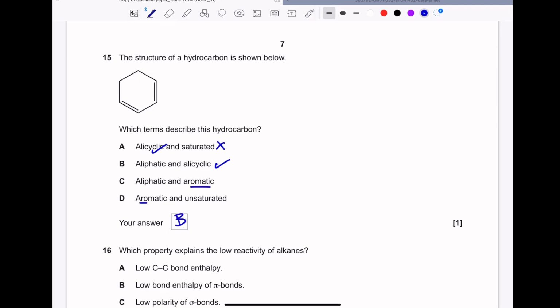The reason why it's not aromatic is because aromatic would have to be benzene, and that is having 3 double bonds that alternate between each other. Now, most of you watching this video are probably Year 12 students doing AS chemistry. Aromatic and benzene stuff is a Year 13 topic anyway.